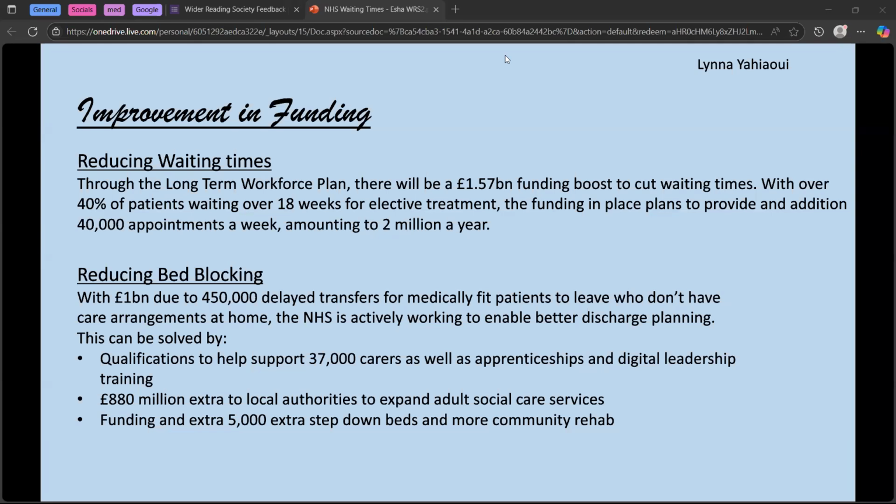With £1 billion due to 450,000 delayed transfers of patients who have been discharged but don't have care arrangements in place, the NHS is supporting to resolve this issue by being funded £2.6 billion in 2023. Along with this, extra support for carers and social services are being able to provide support for these patients. This is done through supporting them to attain qualifications to become carers whilst providing support centres, community rehabs and places to go for these patients. Next slide, please.